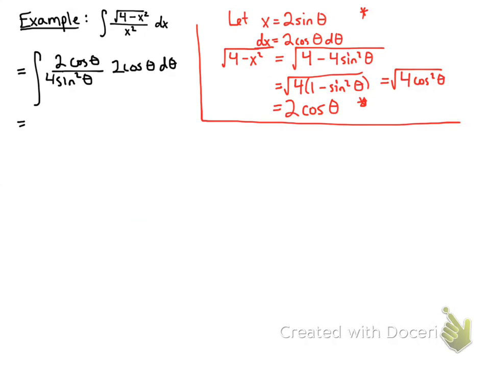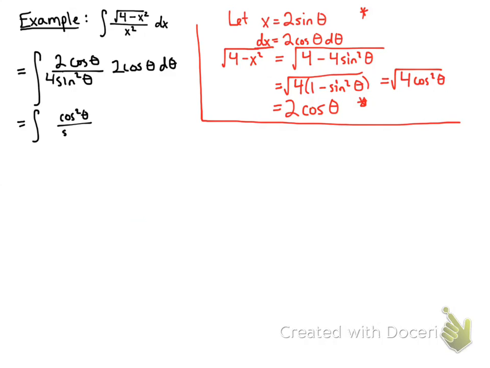So here I've replaced everything in the integral with what it's equal to in terms of cosine. That square root on the numerator I just figured out was 2 cosine theta. The dx I figured out was 2 cosine theta d theta. And the x squared in the denominator is just that x expression, 2 sine theta, squared. So the 2 squared becomes 4, and then I have a sine squared.